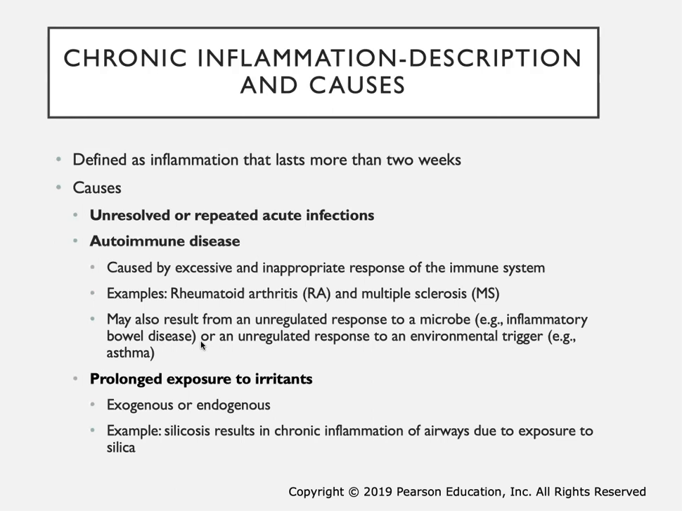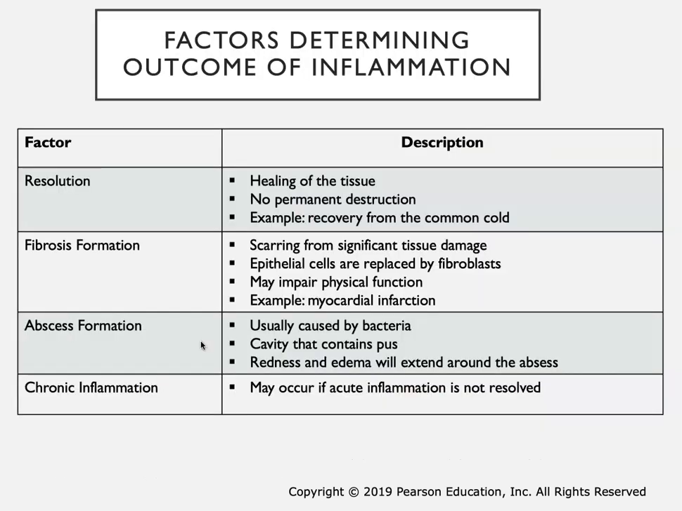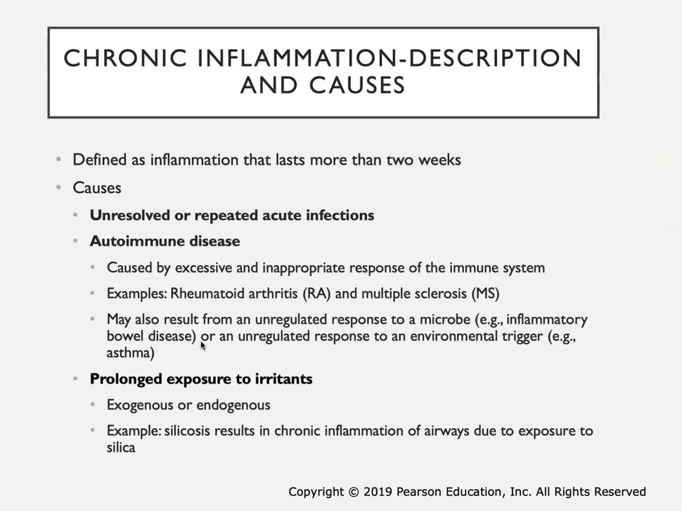We already said that it's defined as inflammation that lasts more than 2 weeks. What are some causes? Unresolved acute inflammation, like we just said, can end up being chronic inflammation. Also, repeated acute infections that maybe do get resolved may then end up leading to chronic inflammation. Autoimmune disease is definitely a cause of chronic inflammation. It's caused by an excessive and inappropriate response of the immune system. There is no pathogen there for it to respond to. However, the immune response has been activated.